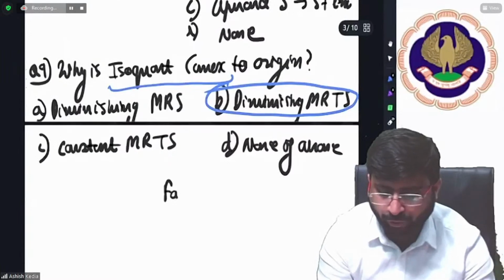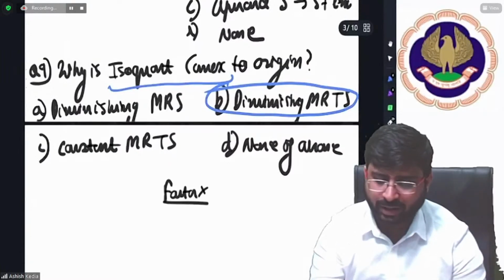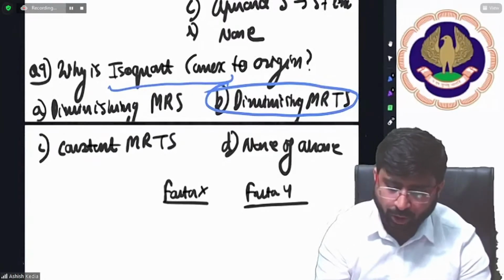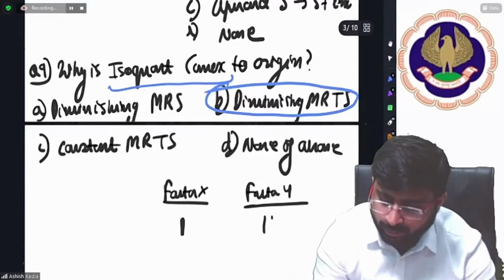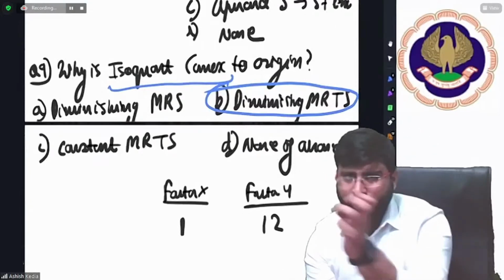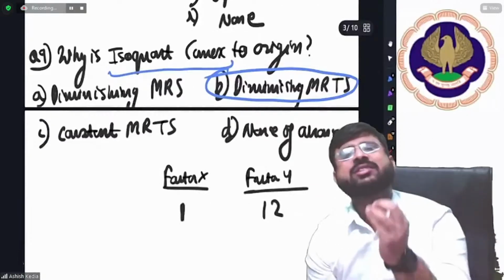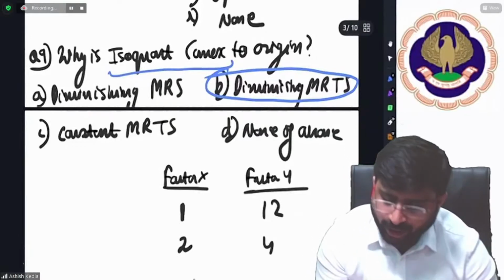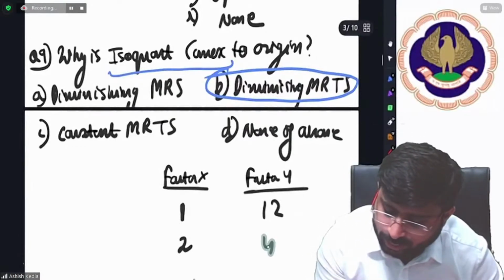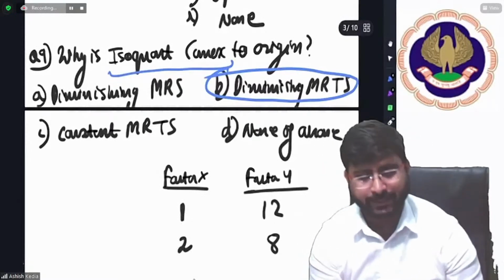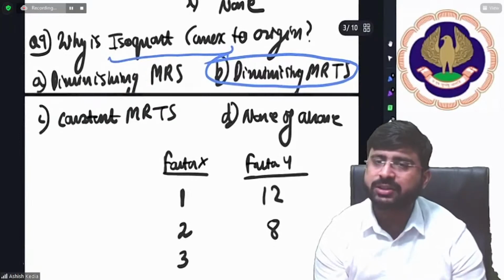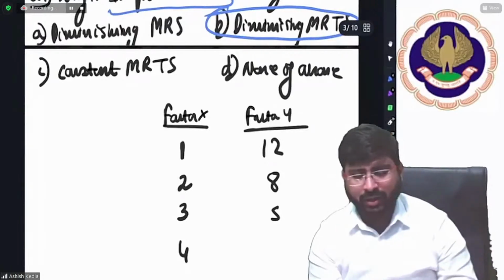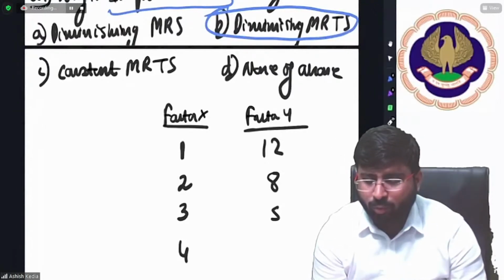So suppose there are two factors, right? Let's say factor X, variable factor, then there is factor Y. Or let's say both are variable. Now, suppose you are using 1 unit of factor X. So 12 units of factor Y you are using, and then you are producing some output. Factor means input. Now you increased factor X by 1 unit. So factor Y had to be reduced by 4 units, and so you have reduced it to 8 units. Again, when you increased X, now you have how many units left? 5 units. Again, when you increased further, then what will you observe?